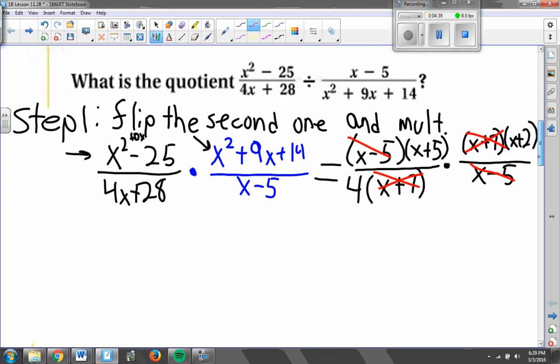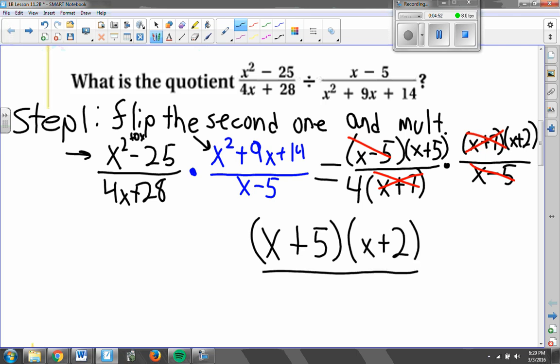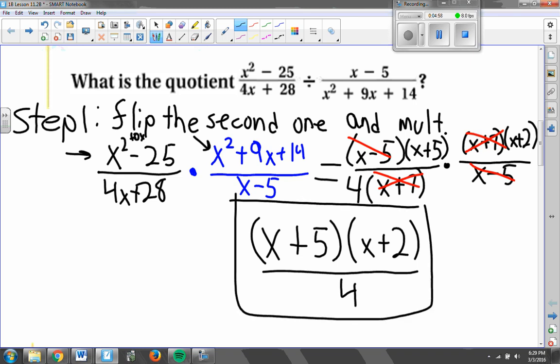So what I end up with is x plus 5 in parentheses times x plus 2 in parentheses divided by 4. Everything else from the bottom is gone. Those are the only two things left on the top. This is my simplified answer. This is my quotient.